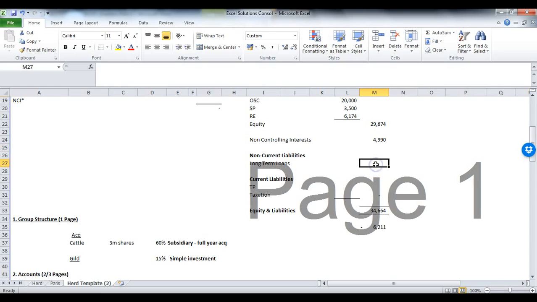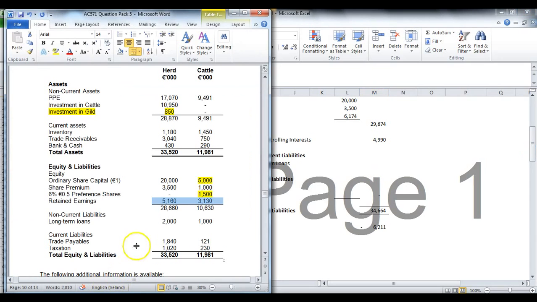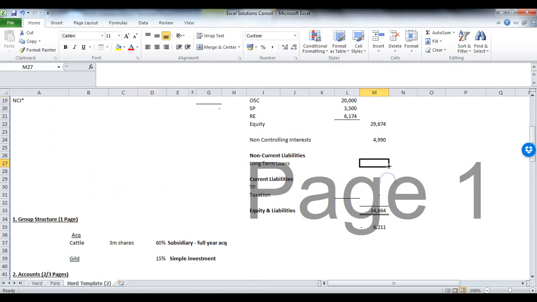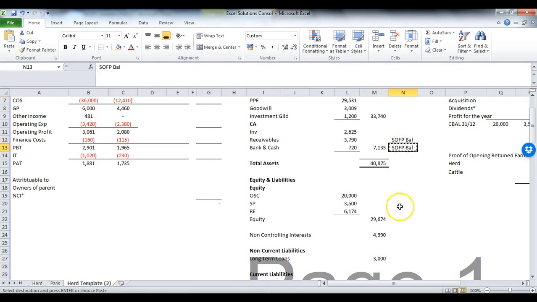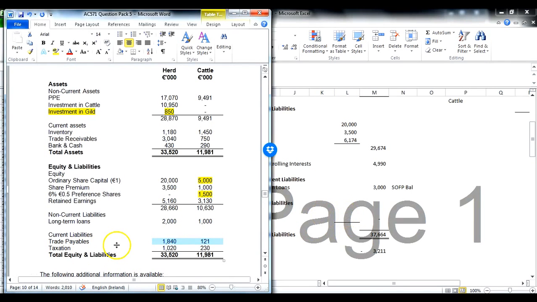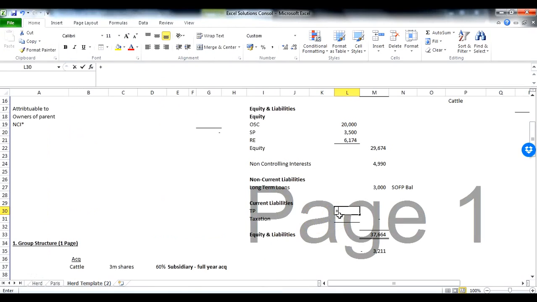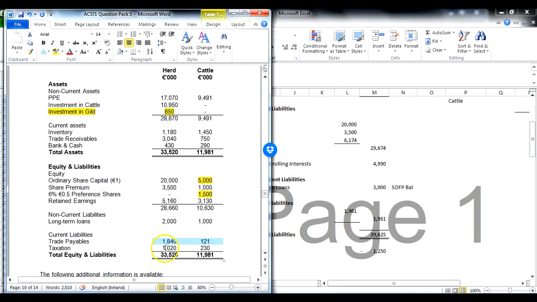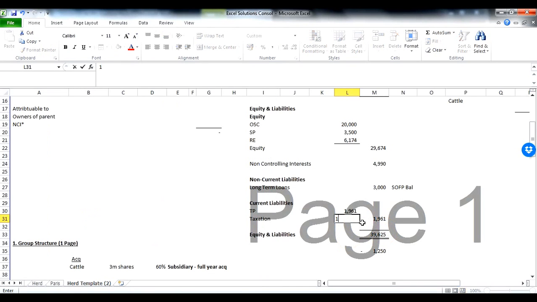Long-term loans, well, we didn't make any adjustments, so again very straightforward. It's 2 million plus 1 million. So 2 million plus 1 million, and again for the examiner's perspective, let's just put the title there, that's where it's coming from. So finally, we didn't have any workings to do with trade payables or taxation, so we just take the two figures here. So 1840 plus 121. And finally then for taxation it's 1020 plus 230.